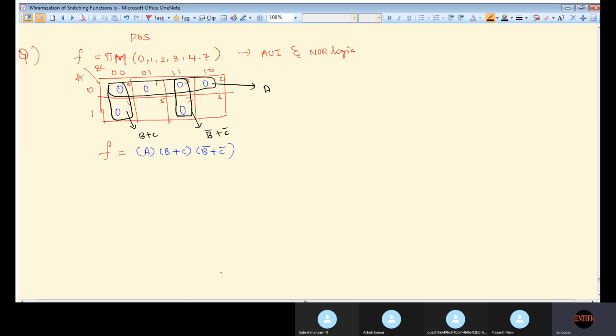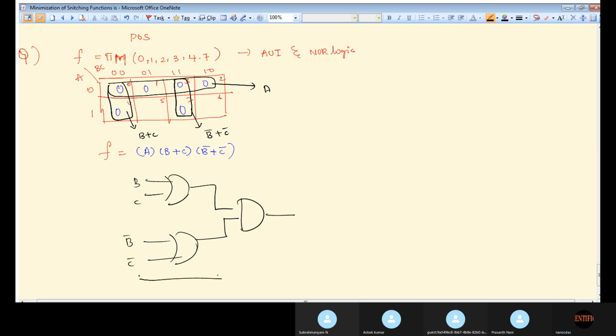Okay, so now if you want to implement this function, how do you implement this function using AOI? అంటే simple, very simple. B plus C, B bar plus C bar. ఓకే, సో దీన్ని ఏం చేస్తారు, మళ్ళీ తీసుకెళ్ళి you will give to one AND gate. ఇక్కడ నుండి what you have to take a, and this is the function you are getting, a into b plus c, b bar plus c bar.